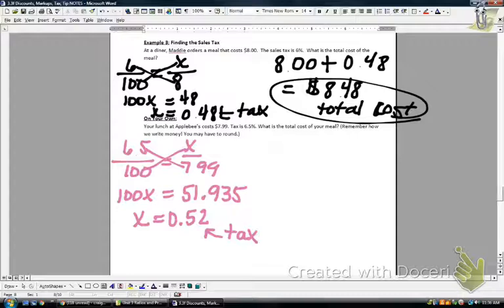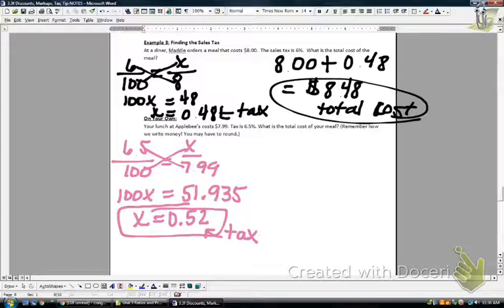Alright, I went ahead and did some of this already. So I set up my proportion, 6.5 over 100 equals x over 7.99. Cross the equal sign and multiply. Then notice right here, when you divide 51.935 by 100, you get 0.51935. I went ahead and rounded mine to 0.52 because that's how we write money. So my tax is going to be 52 cents.